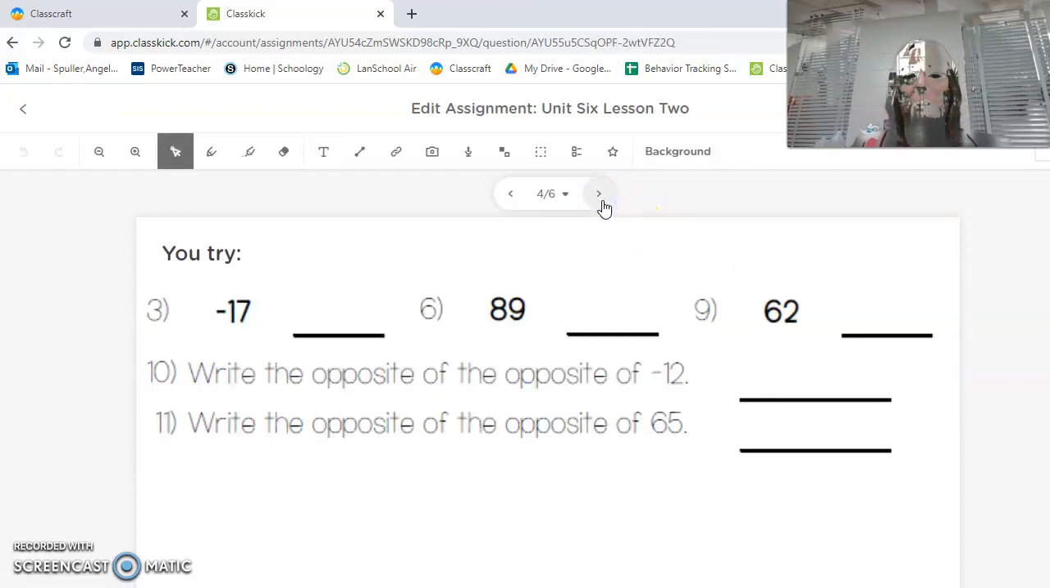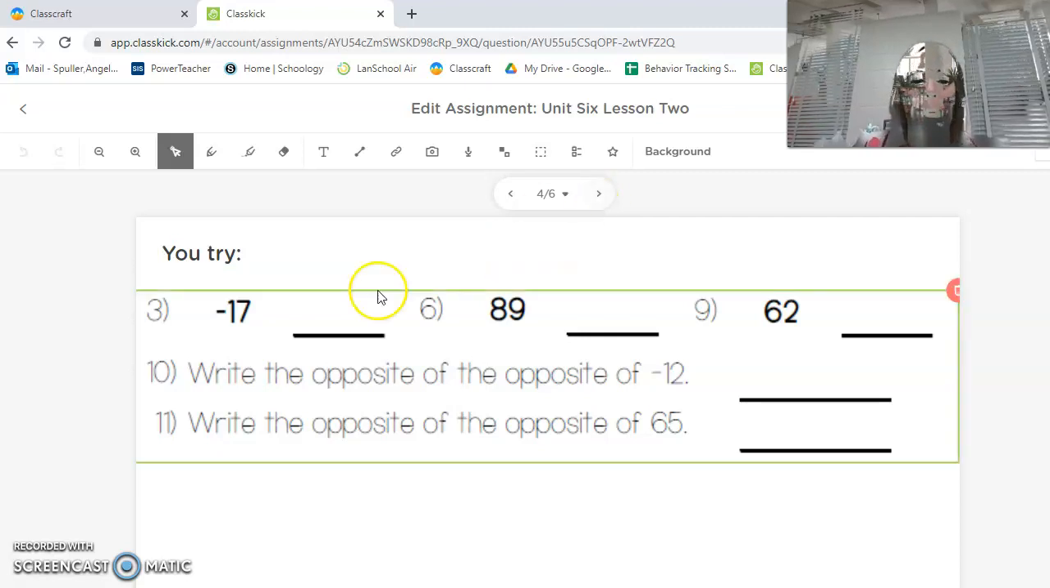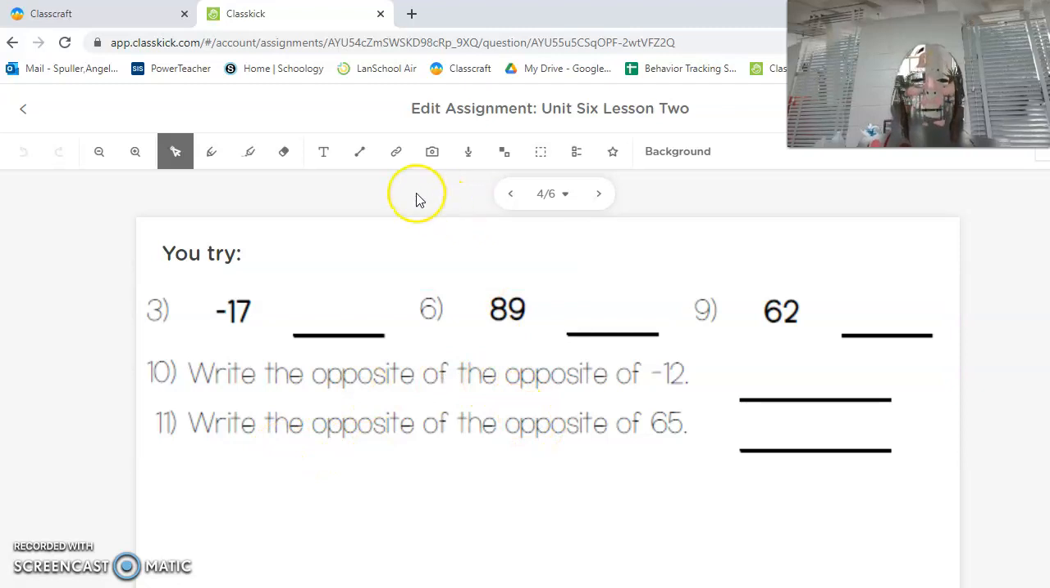Okay, now it is your turn to try. Try these three problems and then read. It says write the opposite of -12. So, opposite of opposite. Think about that. Pause the video and then come back and see how you did.